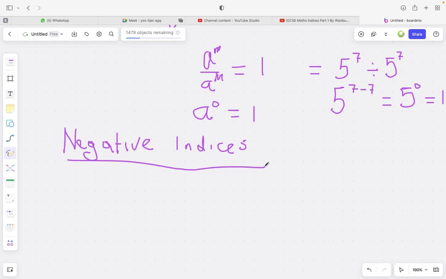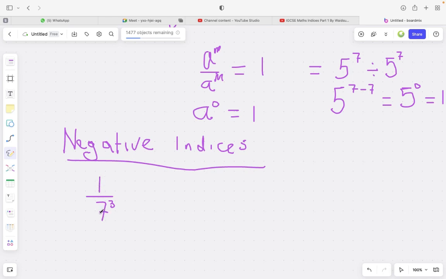Okay. For us to get negative indices, let's say you have 1 all over 7 to the power of 3. 1 in indices means 7 to the power of 0. Not really 7 per se. It means any base, whatever. If here is 5, here will be 5 to the power of 0.